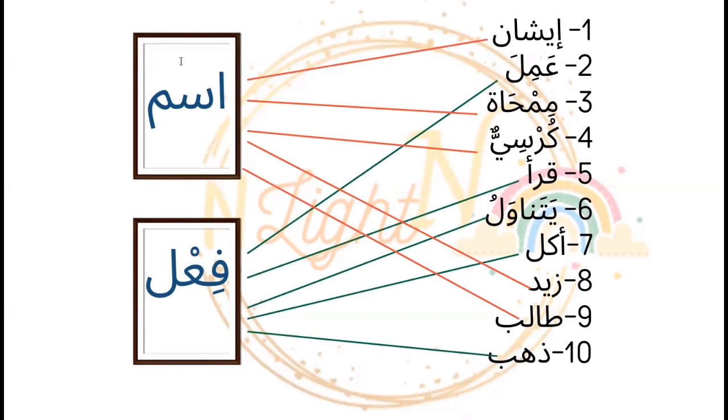Okay, so Ishan is a noun, so ism. Amila is a verb, fi'l. Mimhat, eraser, noun, ism. Kursi is a noun as well because it's chair. Then we have qara'a. Qara'a means to read. Action word, fi'l. Then yatanawal means he eats. Okay, akal is the root word to eat. Zaid, ism, because it's a noun. Talib means student, so it's a noun as well. Then dhahab means to go, which is the action word fi'l.